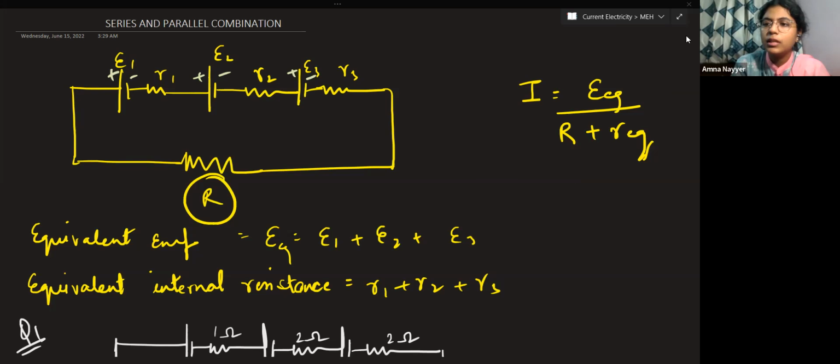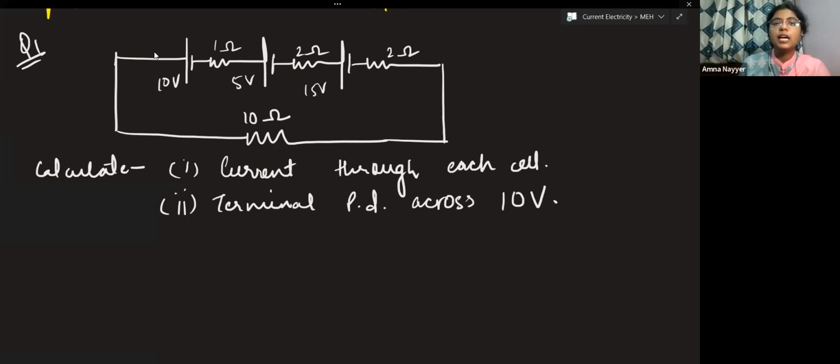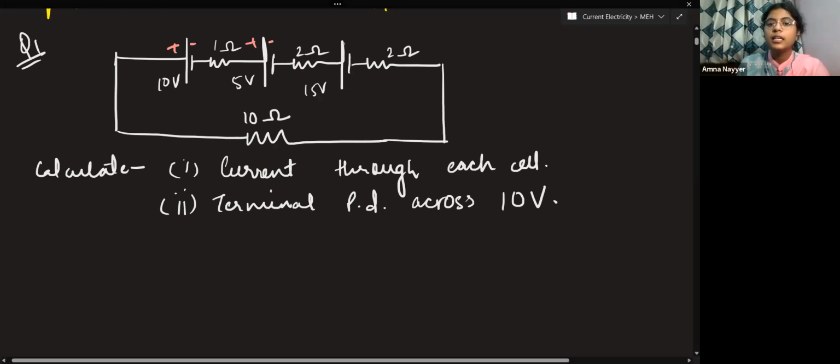Let us understand this with the help of an example. For example, this is given to you. Now, the first task is what? The first task is to check whether all cells are connected in the same order. If they are connected in the same order, it means we can directly add them. So for the equivalent EMF, we have to find out the current through each cell. What was the formula of current in the last class that we studied?